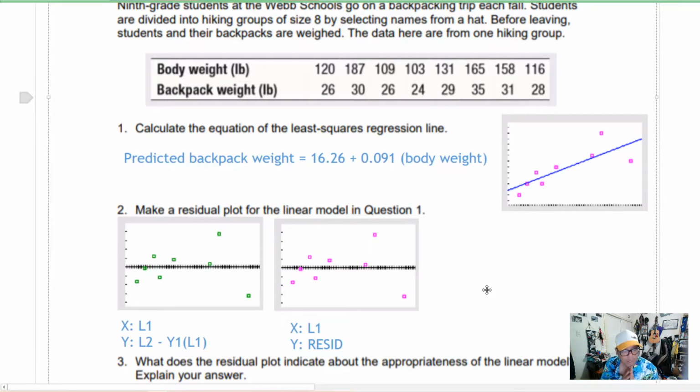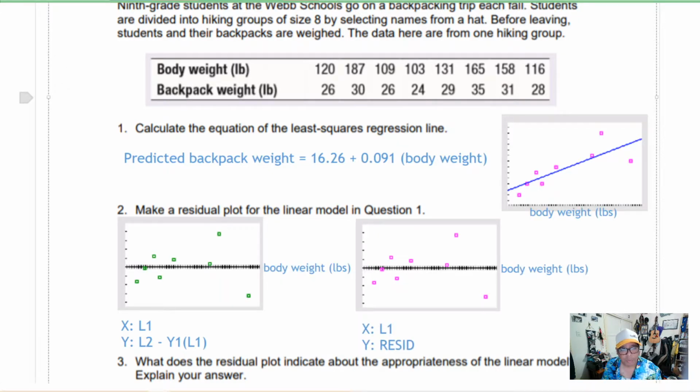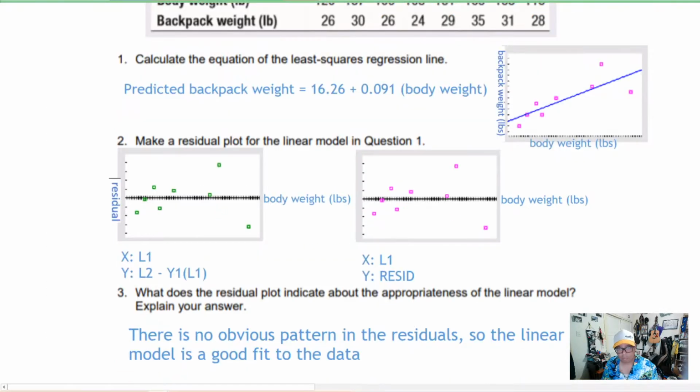Now, a couple of caveats here for you. When you are making your plots, you do need to make sure you mark your x-axis, and you want to mark your vertical axis. And that should do it for us.